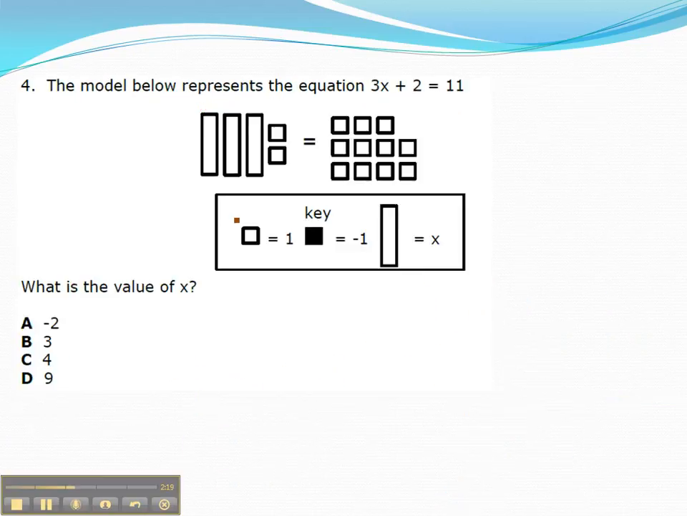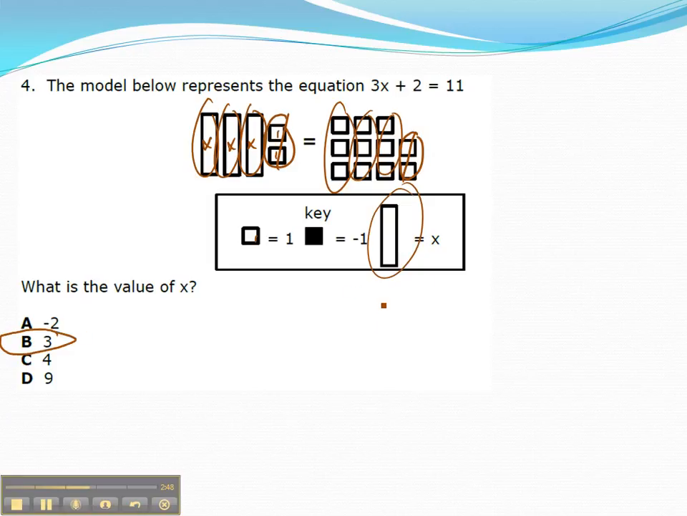The model below represents the equation 3x plus 2 equals 11. Looking at the key, the large rectangles are x's, so that this is 3x plus 2 positive ones, so plus 2 equals, we have 3, 6, 9, 11 on the other side, so that equation works. I'm going to get rid of these 2 chips over here and get rid of 2 over here, and then each x, if I make 3 equal groups, corresponds to 3.